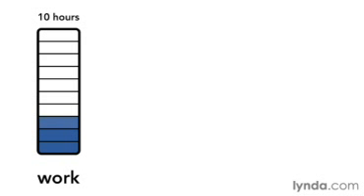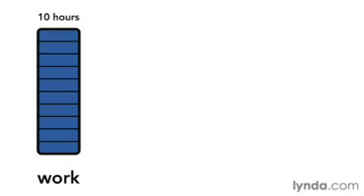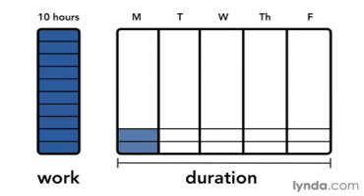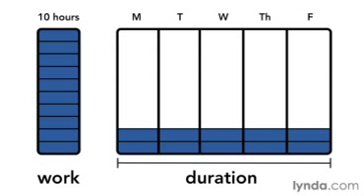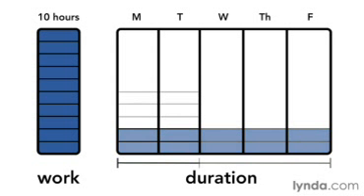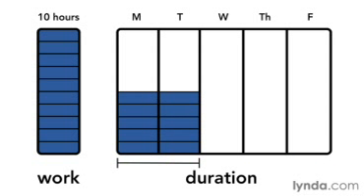So, let's say you estimate that it will take 10 hours of work to print and assemble sales packets to be handed out at your event. If you spent 2 hours per day, then the duration is 5 days. If you spent 5 hours per day, the duration is 2 days. The work stays the same, but the duration varies.